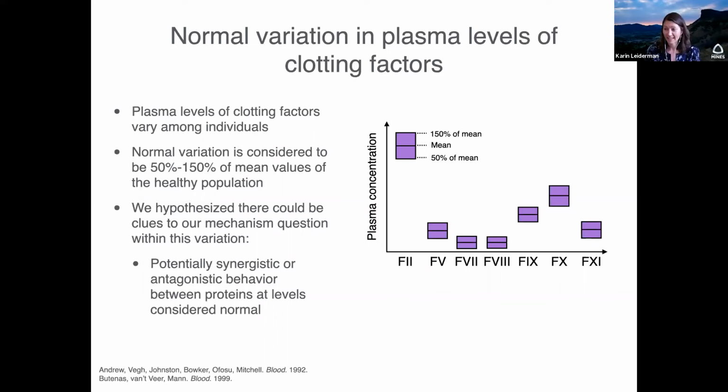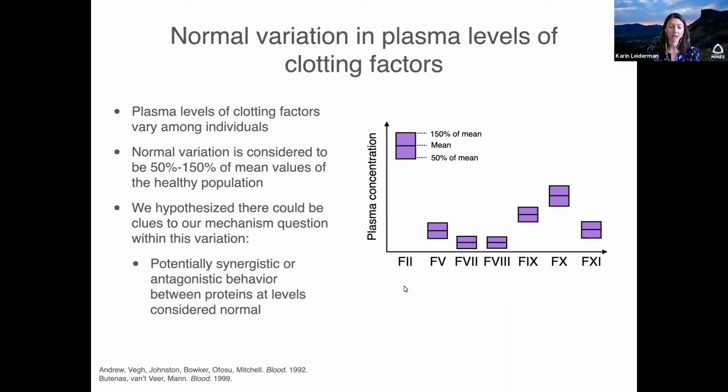This is not data. This is just something that I've drawn to illustrate this idea in a simple way. So the center line within each of these purple boxes represents the average or the mean of the plasma level concentration of each clotting factor. So down here is a list of the clotting factors, factor 2, 5, 7, 8, 9, 10, and 11 here. And then the height of the box represents the spread between 50 and 150% of that mean.